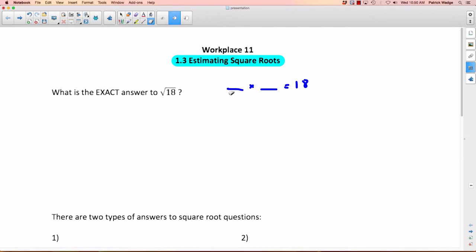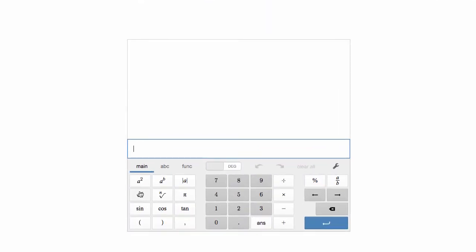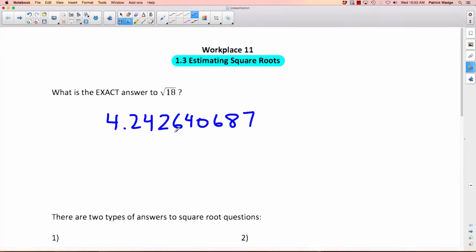Well, I know what we could do. What do we have at our disposal? We have calculators. So why don't we go to our calculator, here's one, and find the square root of 18. And there's the answer right there. Oh, wow, look at how exact that is. 4.242640687. Wow, look at all those decimal places. That must be very exact, right? No, that's not right. How come? Because there's actually more decimal places after this.